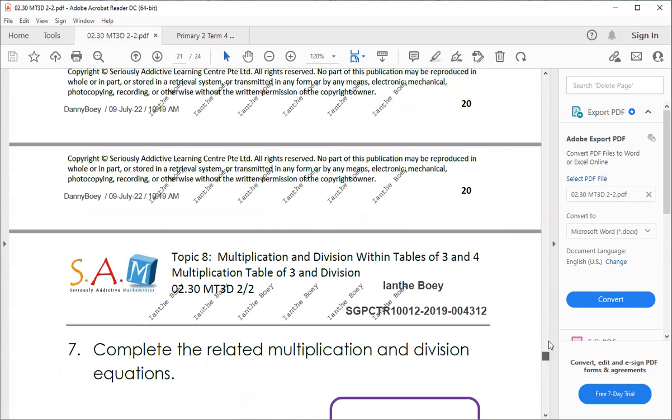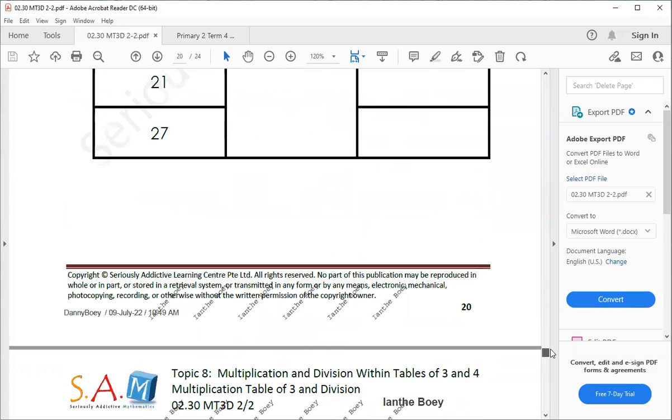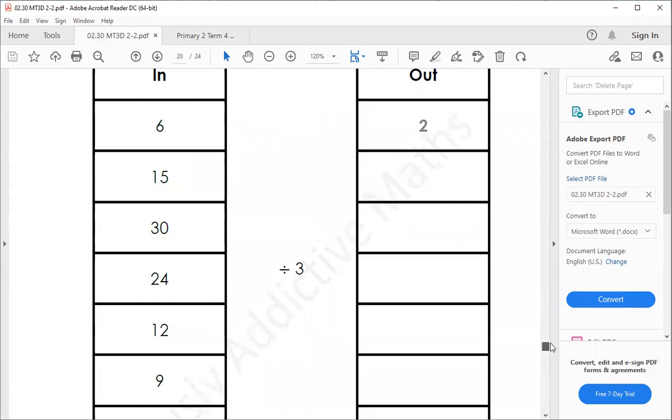Get them to do an in-out question. Perhaps get them to do question 20. 6 divided by 3 equals 2. 15 divided by 3 equals, if they cannot remember, ask them, 3 times which number gives you 15? That's using multiplication facts. 3 times which number gives you 30?